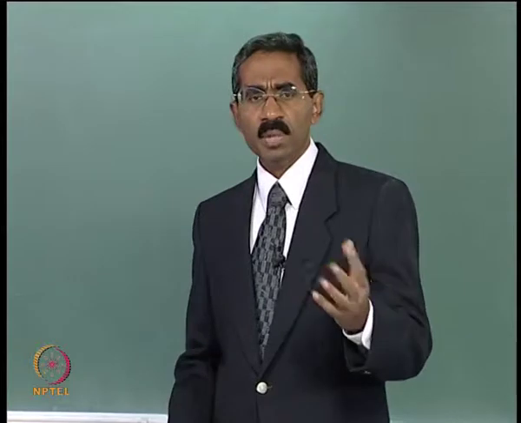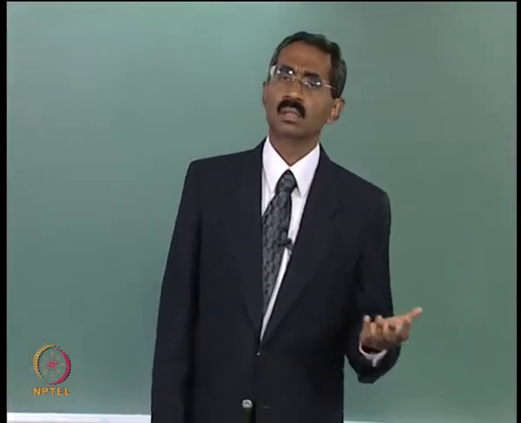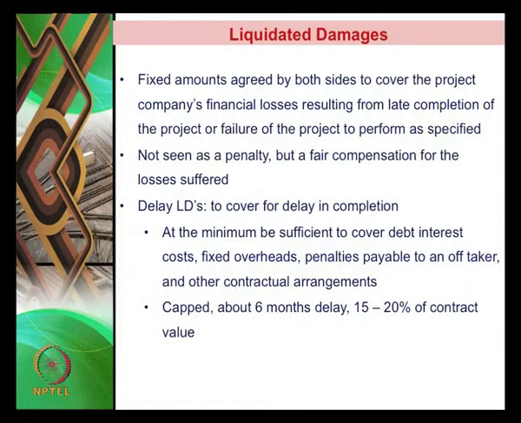So liquidated damages can be from any of the following. It can be due to delays or it can be due to poor performance. So whenever we are talking about delays, the liquidated damages for delays is essentially to cover for the delay in completion. So at the minimum, the liquidated damages under this clause should be able to cover for debt interest and other fixed overheads. Remember, the project company would have recruited people assuming that the project will start functioning, but if there is a delay, obviously the company needs to be paying salaries for these people, but at the same time will not be getting any revenue. So that is an example of an overhead, right.